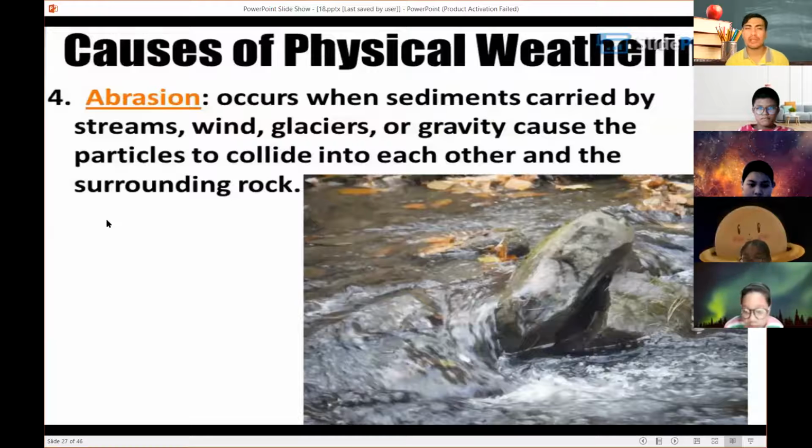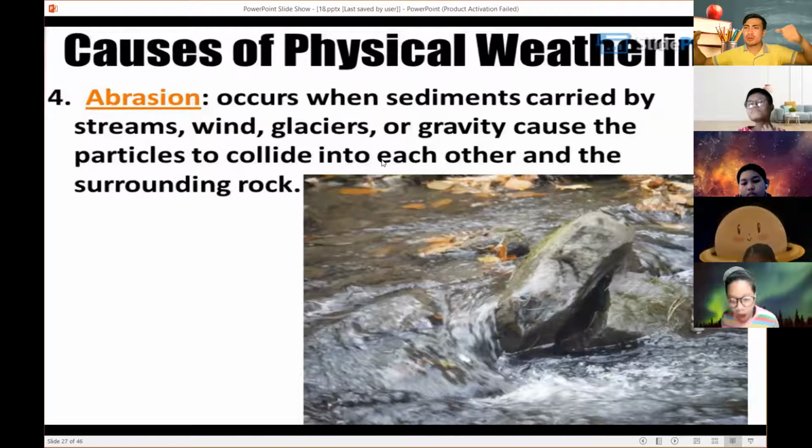The last one, number 4, is abrasion. Abrasion occurs when the sediments carried by the streams, wind, glaciers, or gravity cause particles to collide into each other. What's the meaning of collide? Collide means like this, bang. They bump into each other. So this rock will be broken down into pieces. Imagine if there are many rocks that will bump into this rock.